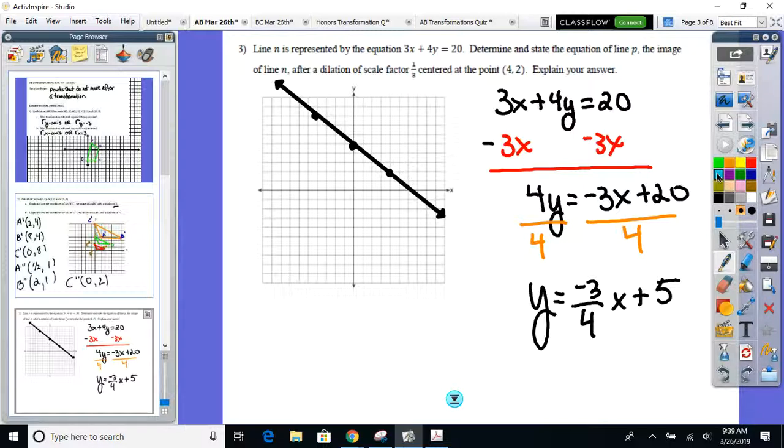I want you to get this one. We said 1/3. All points are getting closer. Closer to what point? I'm not dilating around the origin here. They're all going to get closer to which point? Hey guys, find out where 4, 2 is right now in your graph. Where'd it land?